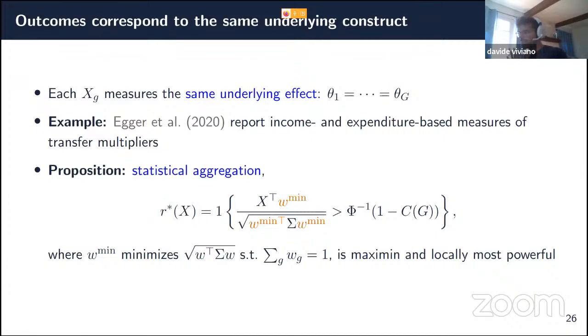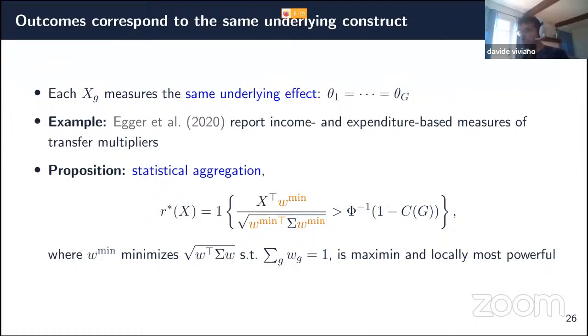Now, this is not quite satisfying because sometimes we may want to collect different outcomes just because different outcomes are different measurements of, say, a latent factor. For example, we can think about income and expenditure-based measures of transfer multipliers in an application on a cash transfer program. Or going back to our education example, we can think about collecting different scores to be measures of ability, and we may ultimately just care about ability.